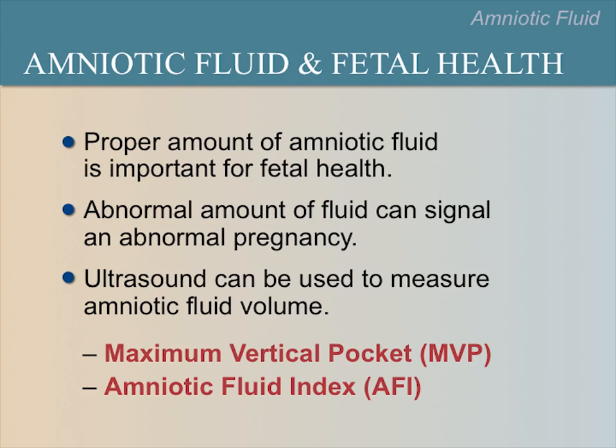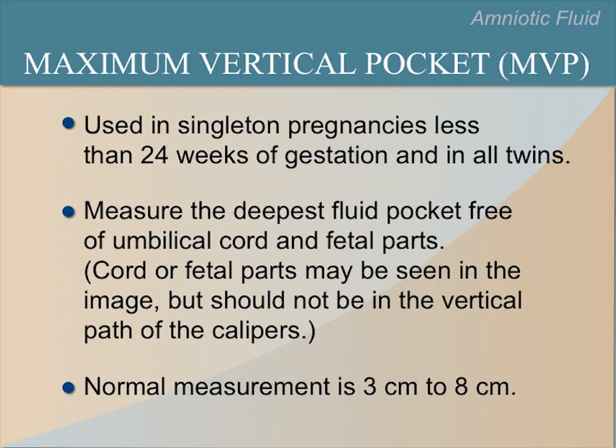There are 2 ways to measure amniotic fluid with ultrasound, which we will now discuss, called the maximum vertical pocket and the amniotic fluid index. We use the maximum vertical pocket method, or MVP, with singleton pregnancies less than 24 weeks gestational age, or when twins are present. To find the MVP, locate the largest pocket and measure its vertical height.